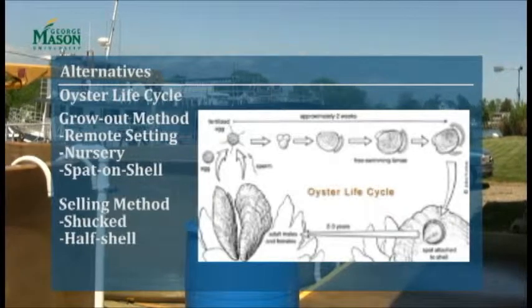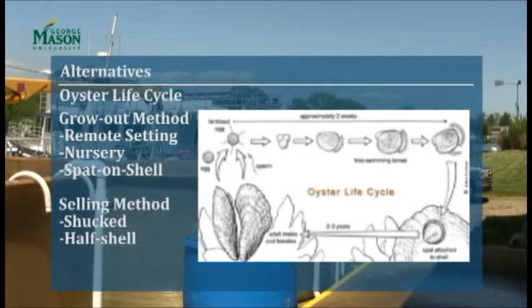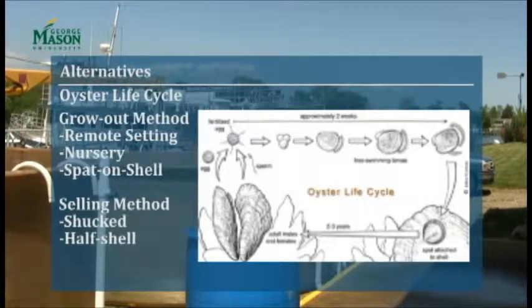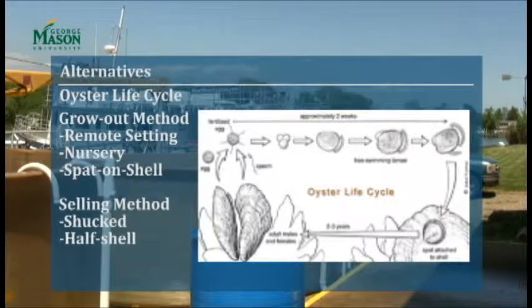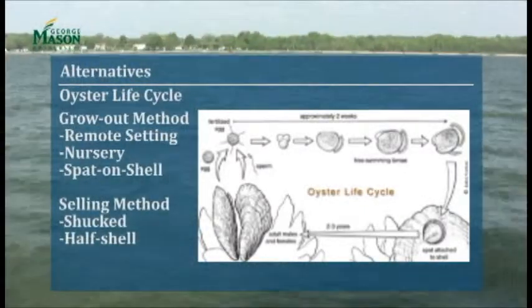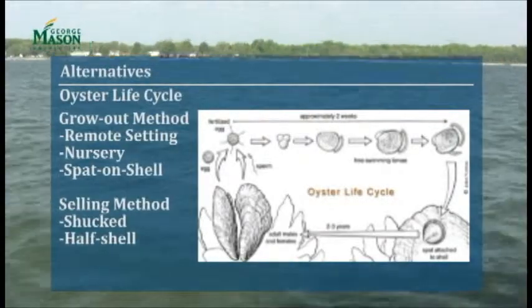The third alternative, spat on shell, comes from the hatchery and is ready to immediately be placed in the water. In addition to these methods of grow-out alternatives, oysters can also be sold as half-shelled or shucked oysters.